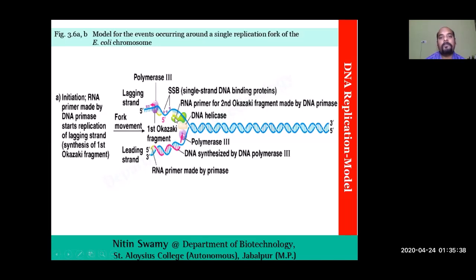Okazaki fragments are small patches of DNA which are made on the lagging strand. They were discovered by Reiji Okazaki, due to which these fragments are known as Okazaki fragments. Later on these fragments will be joined to make our intact DNA with the help of DNA ligase. In this diagram, we can easily see DNA is opened up. We have DNA helicase here and DNA polymerase, and synthesis of DNA is taking place with the help of DNA polymerase on both the leading and lagging strand.